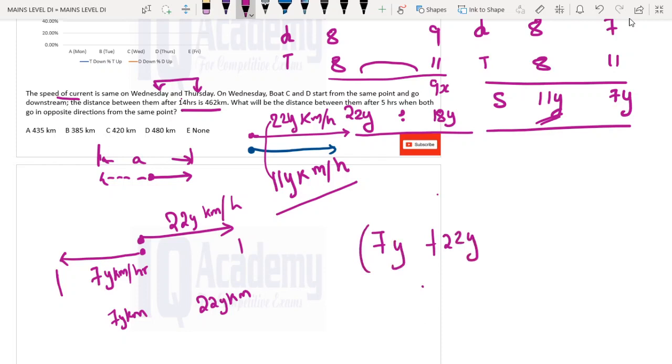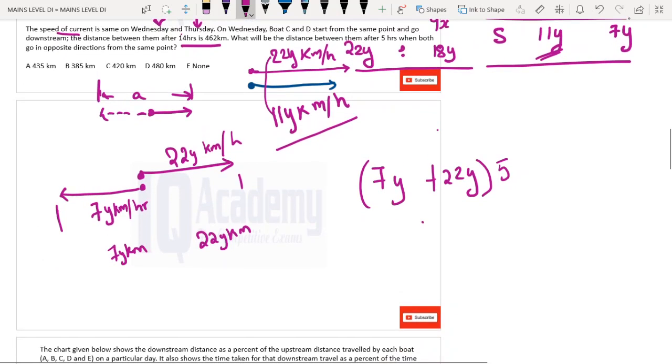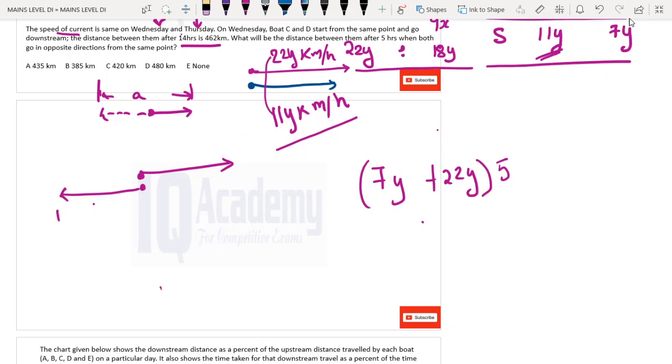So this is the distance between them after 1 hour, but we need it after 5 hours. So multiplying by 5 will give you the answer. In case D is traveling in the downstream direction and C is traveling in the upstream direction, if we take it like that, the speed of C will be 18y km/h.